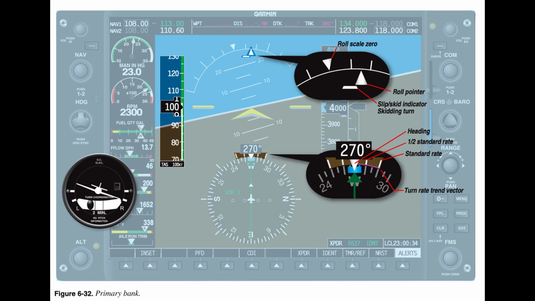Due to the configuration of some glass panel displays, such as the Garmin G1000, one or more of the performance instruments may be located on an MFD installed to the right of the pilot's direct forward line of sight.